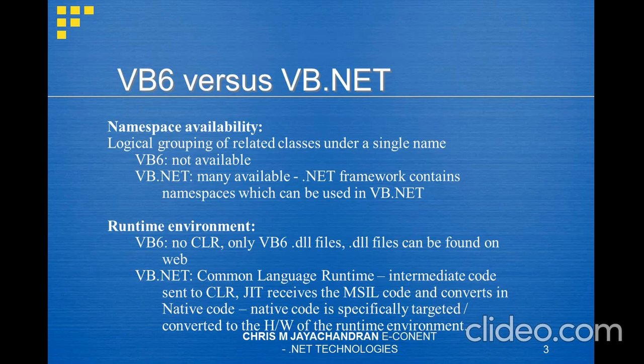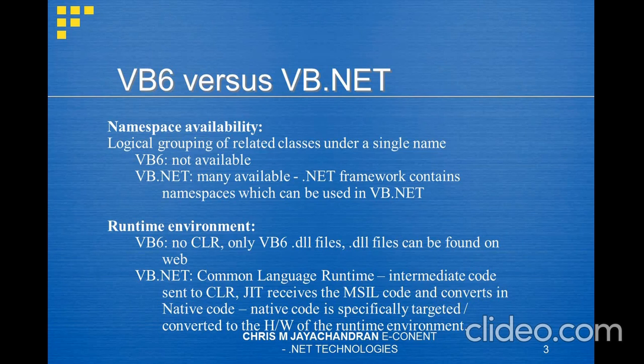The next heading would be the runtime environment for VB.NET as well as for VB6. When we're talking about the runtime environment for VB.NET, it is the common language runtime wherein the intermediate code is being sent to CLR and the JIT compiler receives the MSIL code and then converts that into the native code, specifically targeted for the running hardware environment.